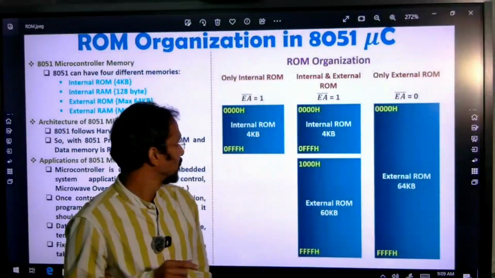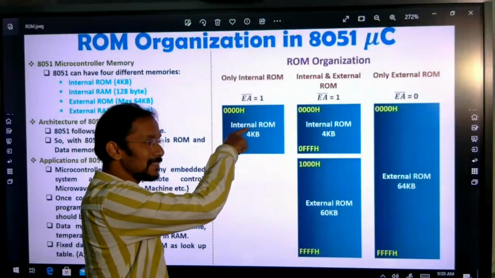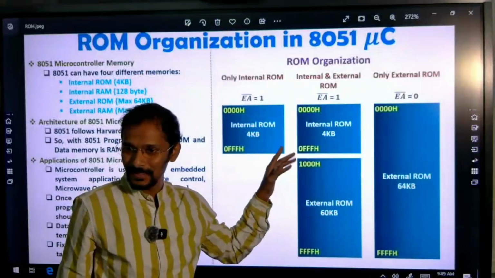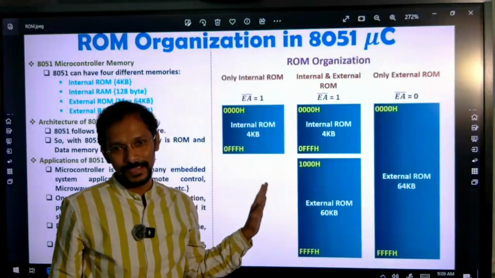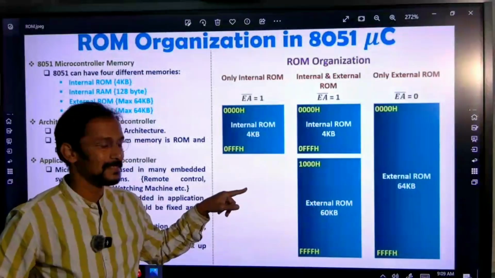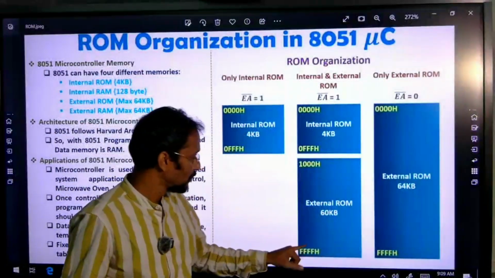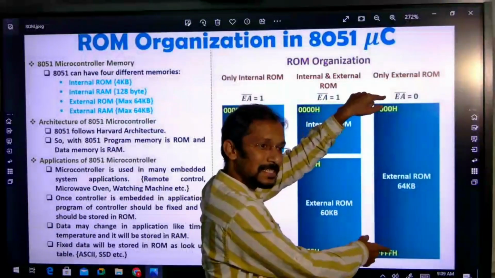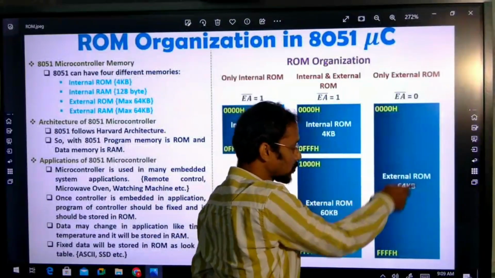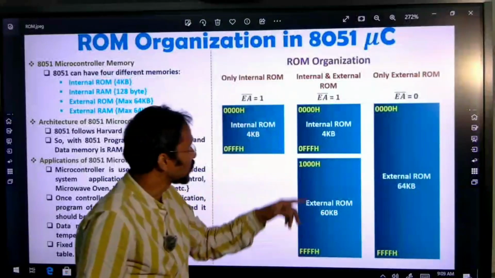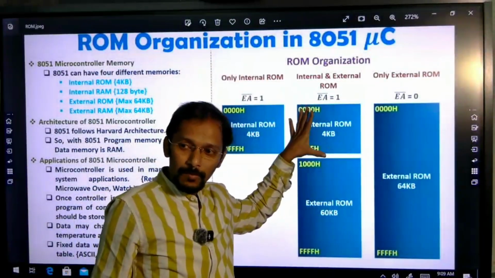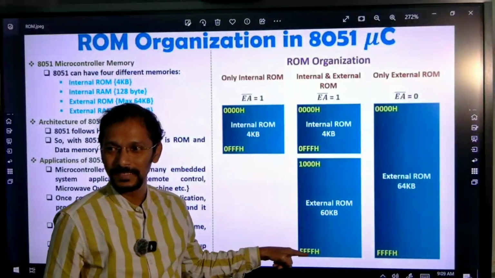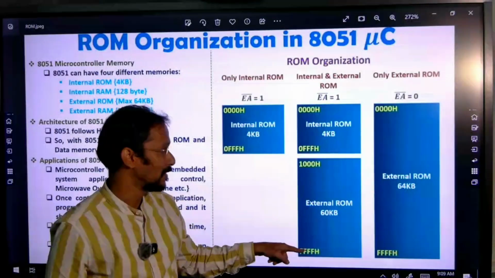The address range of this internal ROM of 4 kilobytes starts from 000 hex to 0FFF hex, that is 4 kilobytes, but we can extend it up to a maximum of 64 kilobytes. It can be an external program memory, so we can consider 4 kilobytes of internal ROM plus extended memory up to FFFF hex, that is 64 kilobytes.